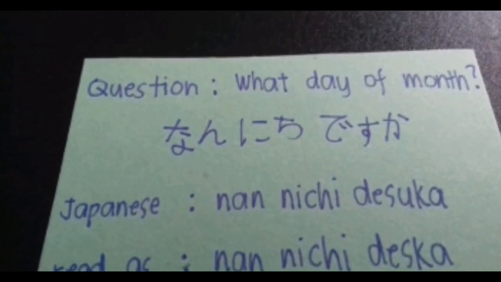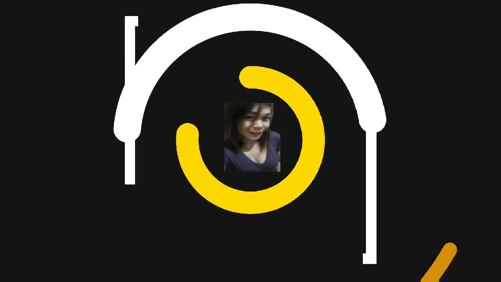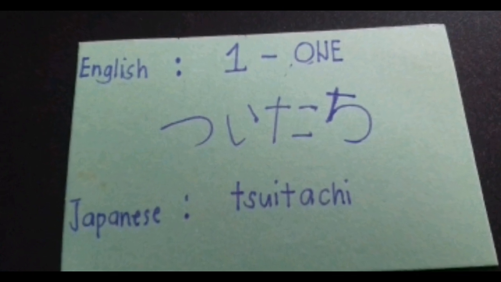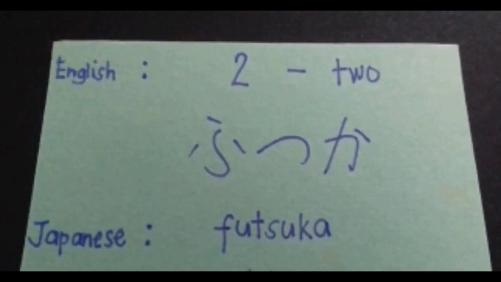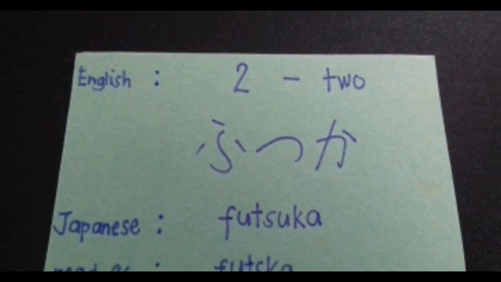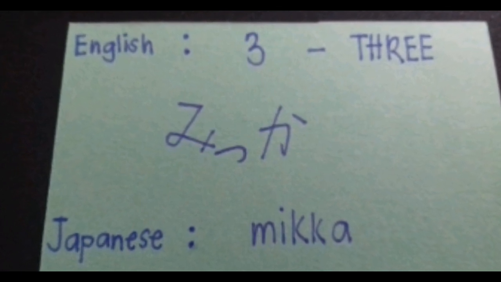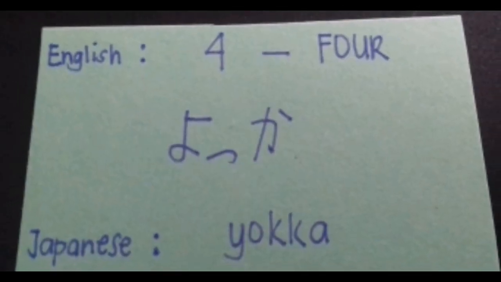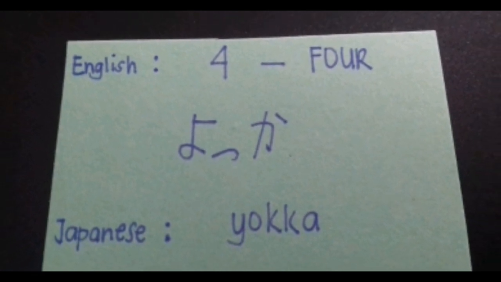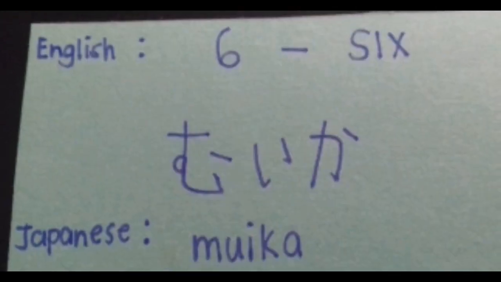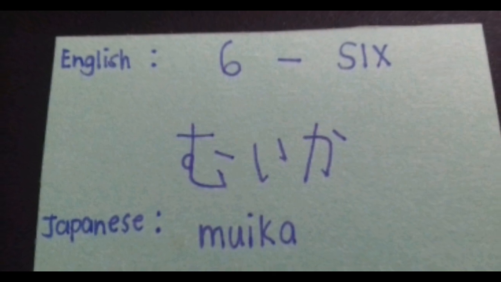What day of month? In Japanese, nanichi desu ka? One. In Japanese, tsuitachi. Two. In Japanese, futsuka. Three. In Japanese, mikka. Four. In Japanese, yokka. Five. In Japanese, itsuka. Six. In Japanese, muika.